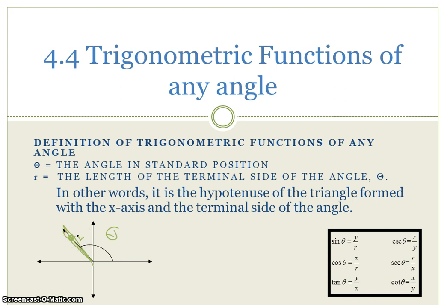And then I'm going to draw a little triangle with the x-axis where r is going to be the hypotenuse of this triangle formed. If I want to find sine of the angle theta, which is this angle in standard position with the terminal side of length r, I'm going to drop a perpendicular from that terminal point down to the x-axis, and we're going to form a little triangle, and we're going to find sine of this little angle inside the triangle. And that's what we're going to do when we have all angles.